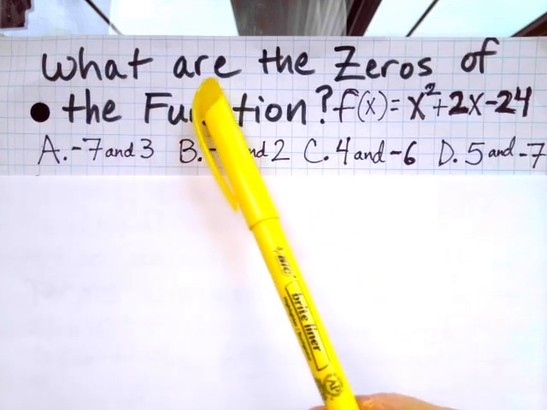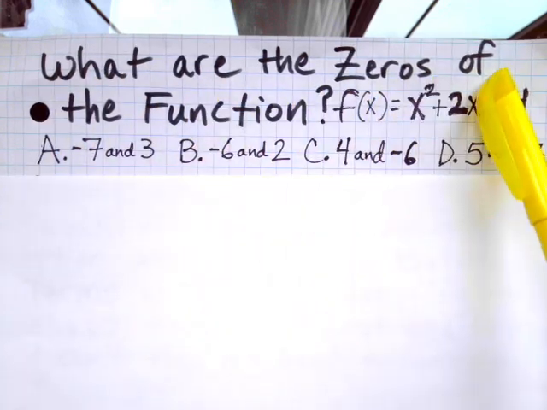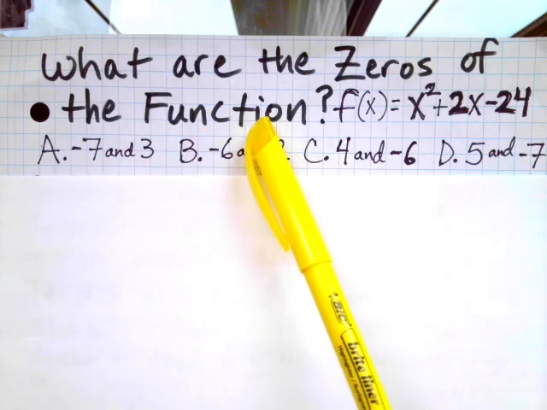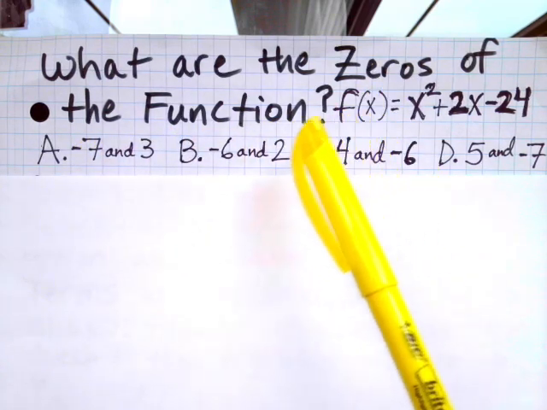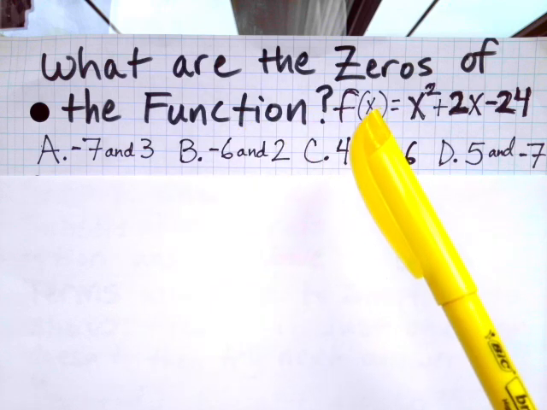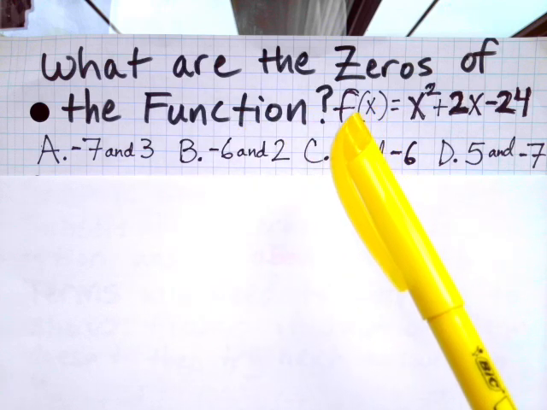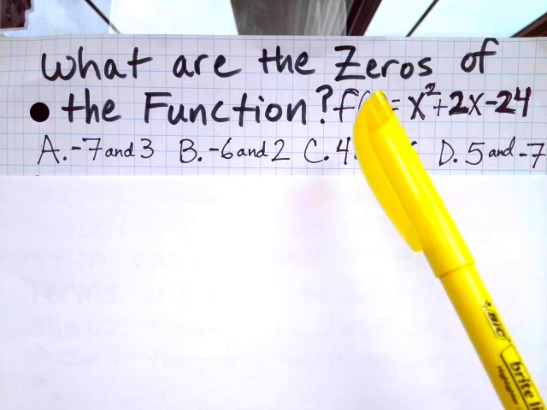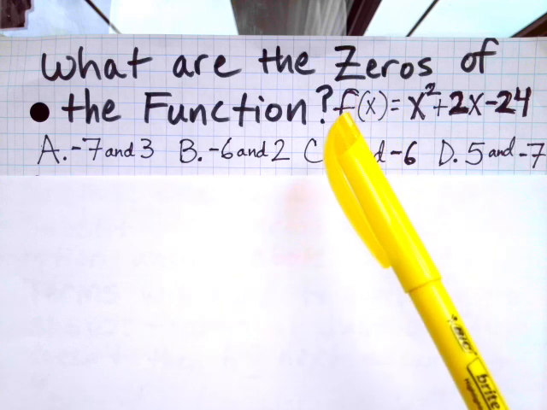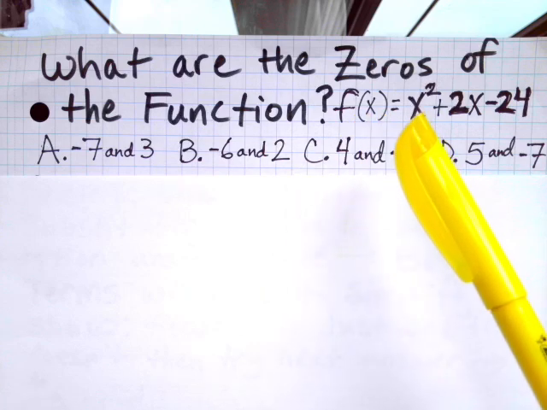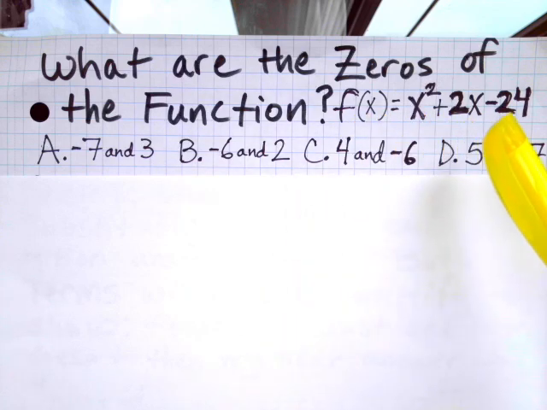So what are the zeros of the function? What are the zeros of the function? Anytime you see f of x, that's a function. What is a function? A function is a graphed equation, and f of x here is equal to y. So it's just like if you said y equals. We have x squared plus 2x minus 24.